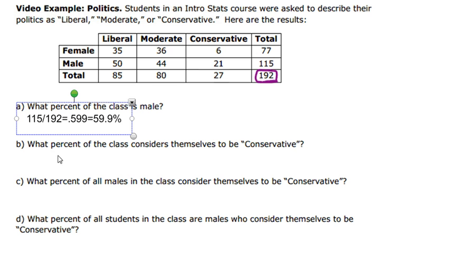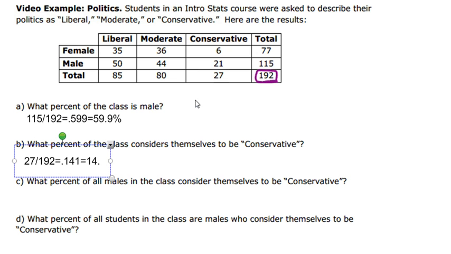So B, what percent of the class considers themselves to be conservative? This is the same idea. We're doing the same thing, except we're looking at total conservatives. So there are 27 people that would consider themselves to be conservative out of 192. So that gives us 0.141 or 14.1%.